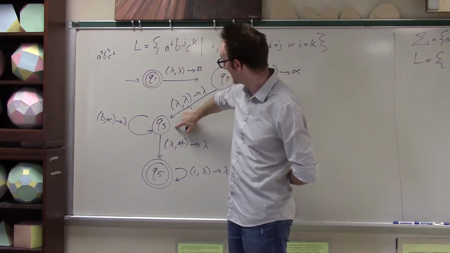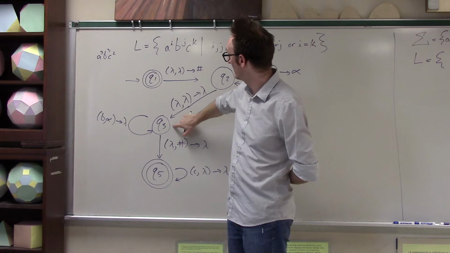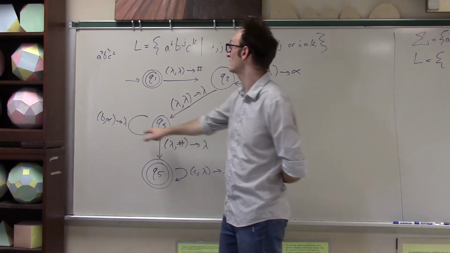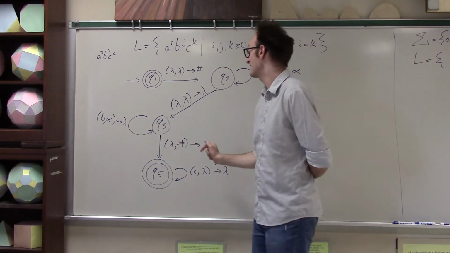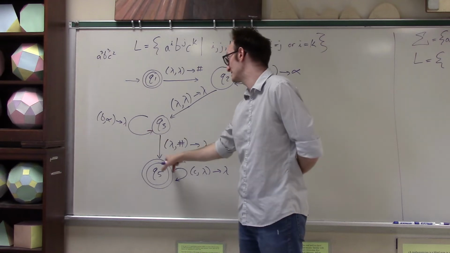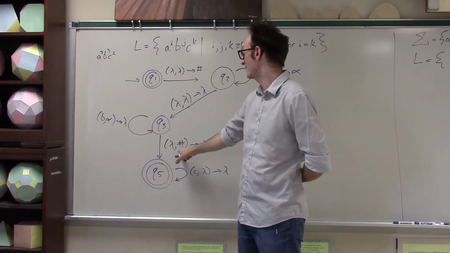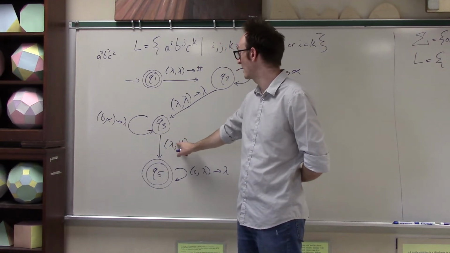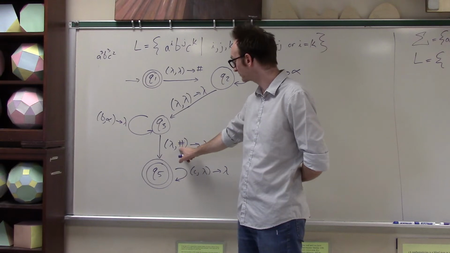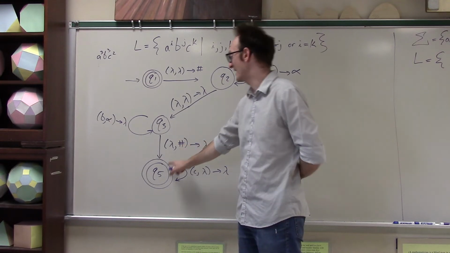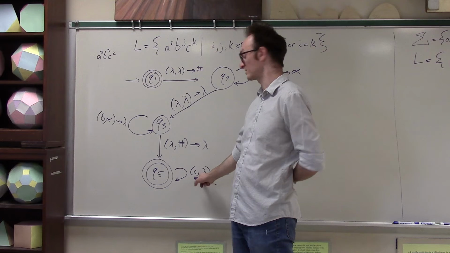And in this state, if hopefully the B's all get used, and if all the B's do get used exactly, then there should be a pound sign just sitting there, and I pop that pound sign, and I go to Q5, and now the number of C's is irrelevant.